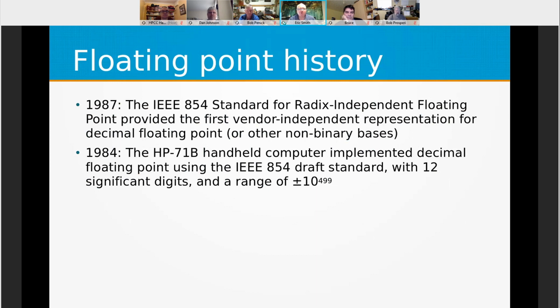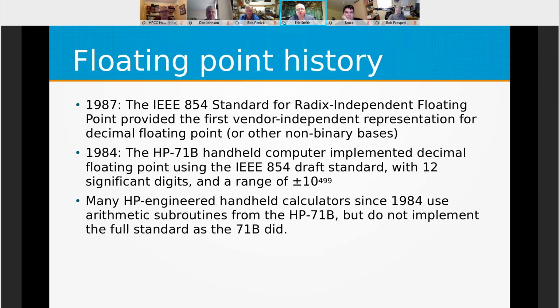So this was a handheld computer that primarily ran BASIC, although it had a calculator mode as well. It was the first product to use HP's Saturn processor, which later became more famous for being in the HP 28 and 48 and related models. So it did use the IEEE 854 draft standard. It fully implemented the standard, had 12 significant digits and a range of plus or minus 10 to the 499th.